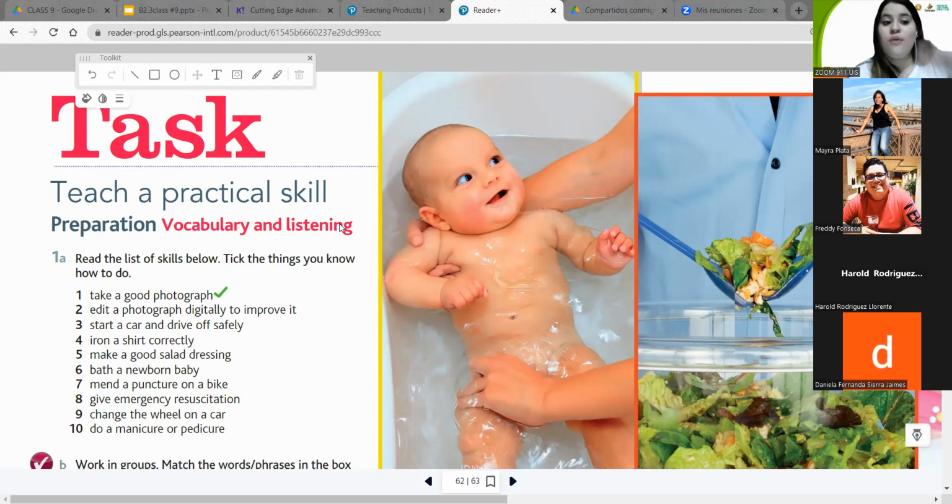We have a list of 10 things, and you're going to take the things that you know how to do. I'm going to do mine. I don't know how to take a good photograph, so I'm going to eliminate that one. I know how to start a car and drive it safely. I know how to bathe a newborn baby.